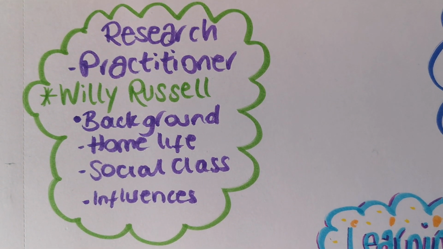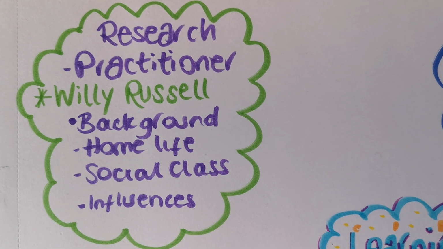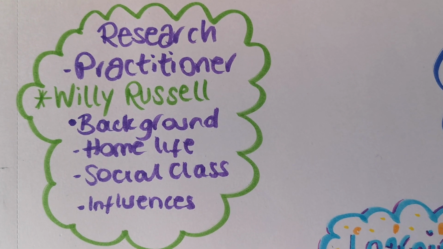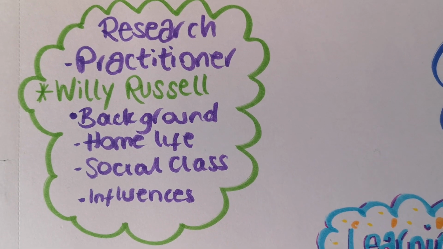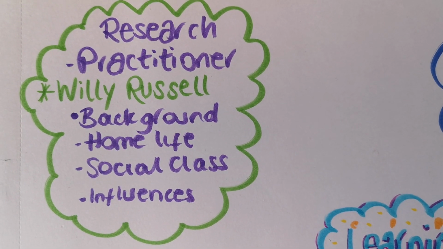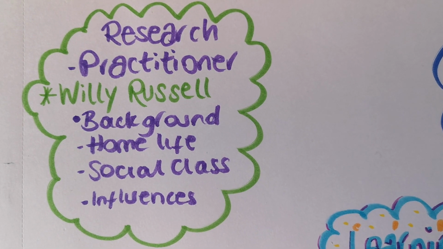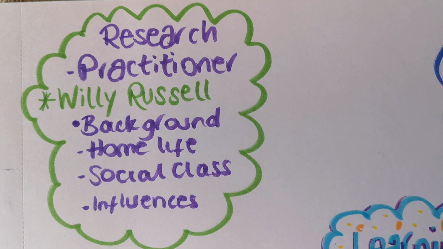You don't need to go into an awful lot of detail on this. It's just so you've got the background to then develop your research further for the learning aim. So initially, we're just going to look at Willie Russell research as the practitioner for Blood Brothers in his background, home life, social class and influences, and check that video and check back on your notes for you to complete that section of your research.